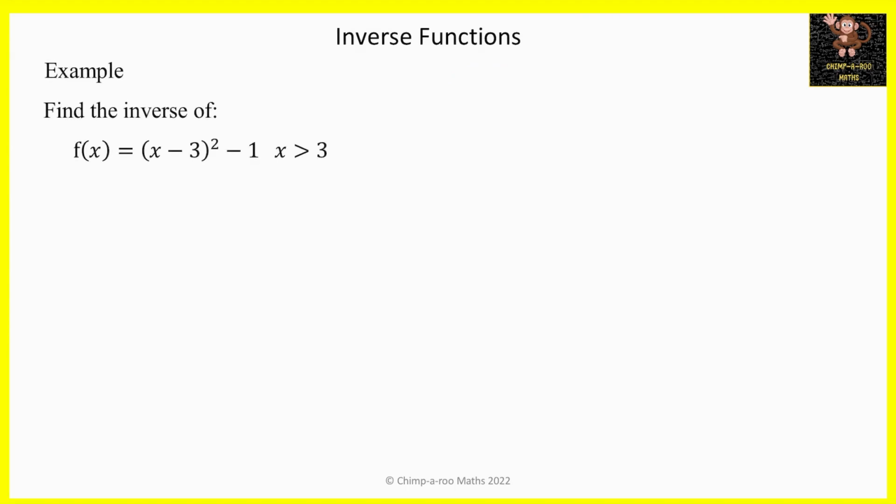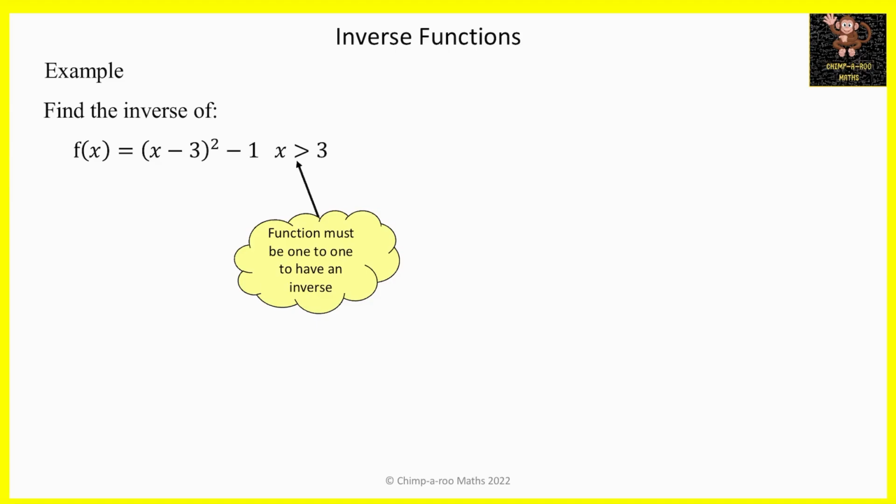This time we've got f of x is x minus 3 all squared take away 1, and the domain is x is greater than 3. This is because for a function to have an inverse it must be one to one. We could have had x is less than 3, that would be the other side of the parabola when you sketch it. So f of x is x minus 3 all squared minus 1.